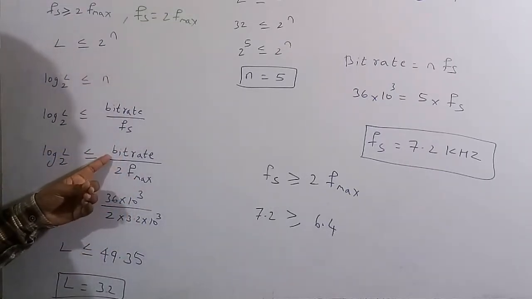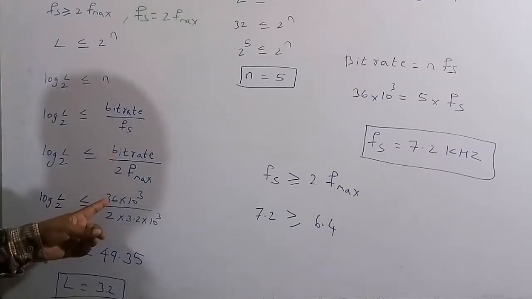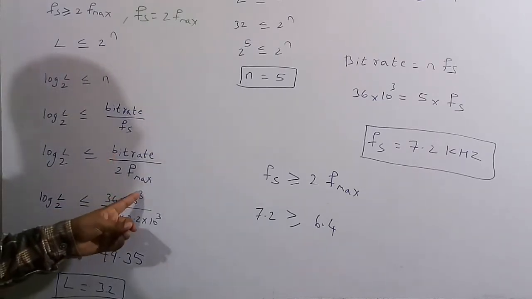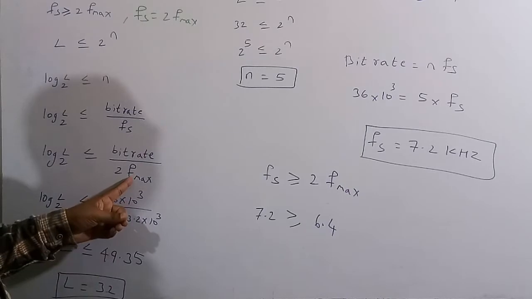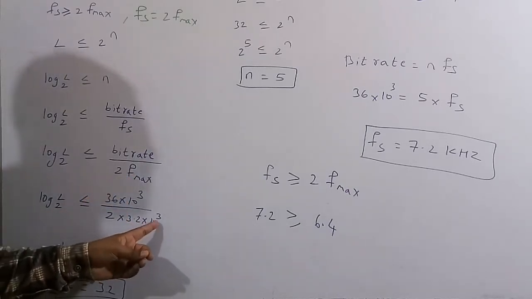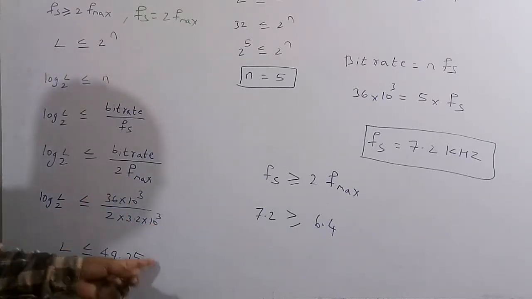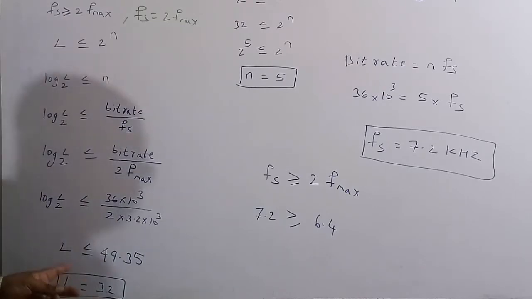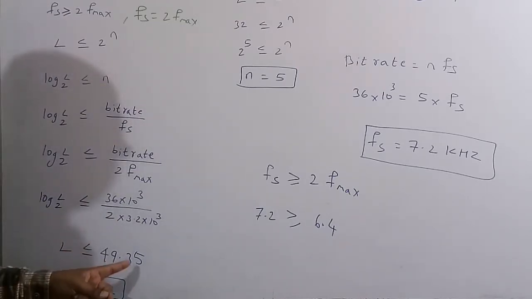I know the value of the bitrate, which is 36 kilobits, meaning 36 into 10 to the power of 3. 2 into f max is 6.4 kilohertz, meaning 6.4 into 10 to the power of 3. So finally I am going to get the value of L. The number of quantization levels is less than or equal to 49.35.